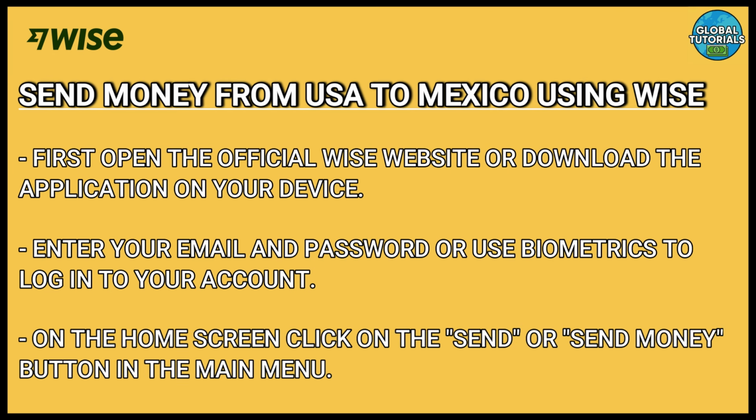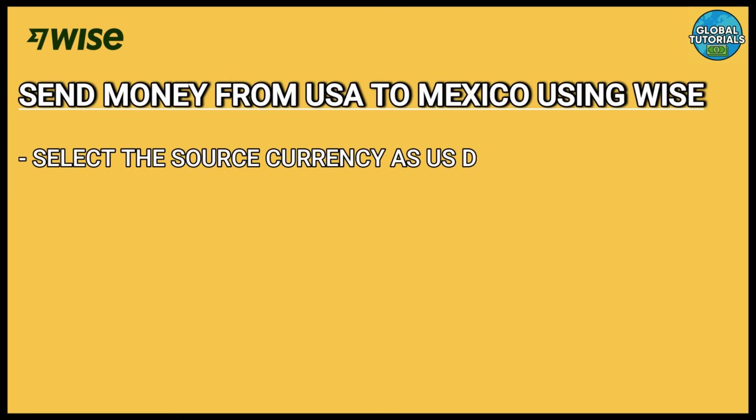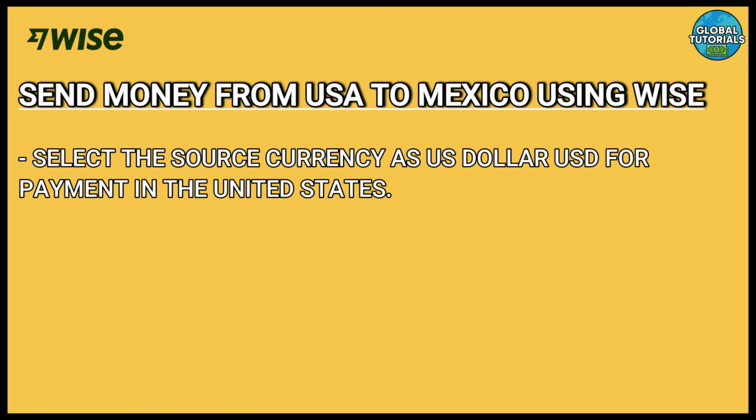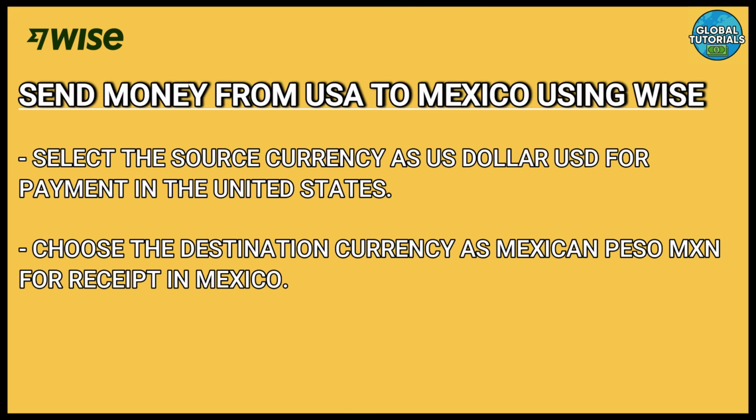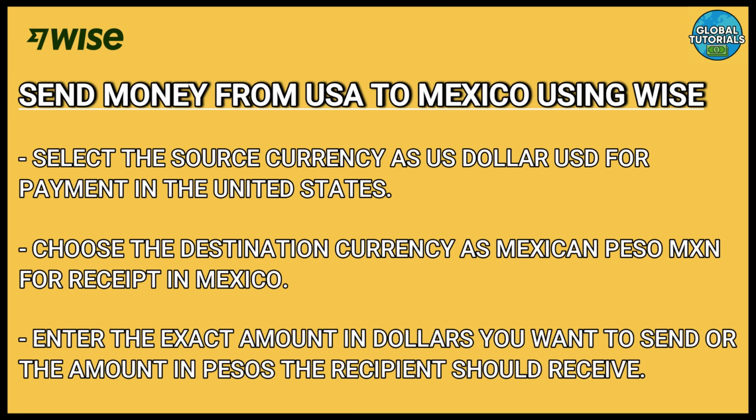On the home screen, click on the Send or Send Money button in the main menu. Select the source currency as US dollar, USD, for payment in the United States. Choose the destination currency as Mexican peso, MXN, for receipt in Mexico. Enter the exact amount in dollars you want to send, or the amount in pesos the recipient should receive.